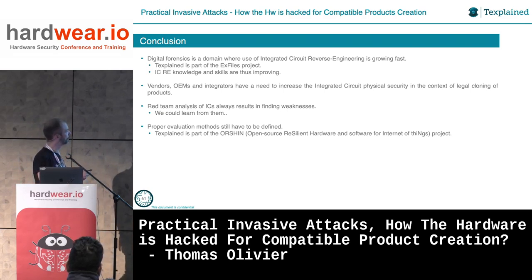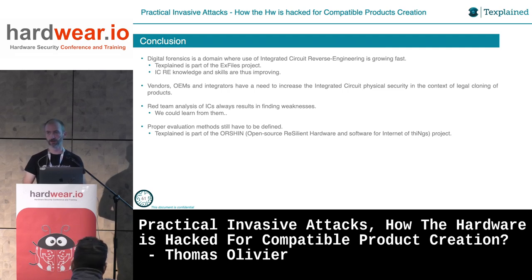So for this, we are also part of another European project, Orshin, which is basically discussing how we can make secure hardware in the context of fully transparent silicon. So I give you the native silicon. And I think that's good. That's where we should go, security by design. I show you the netlist. I show you the firmware and I say, you need to do this now to get what you want. And good luck. That's really possible to me.